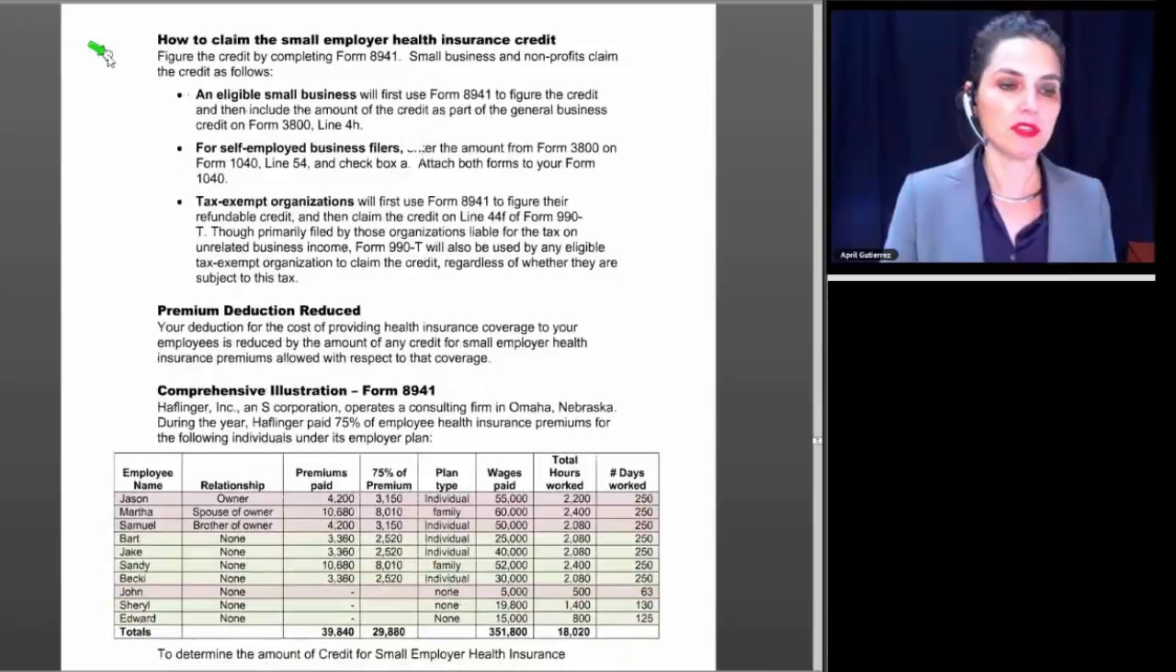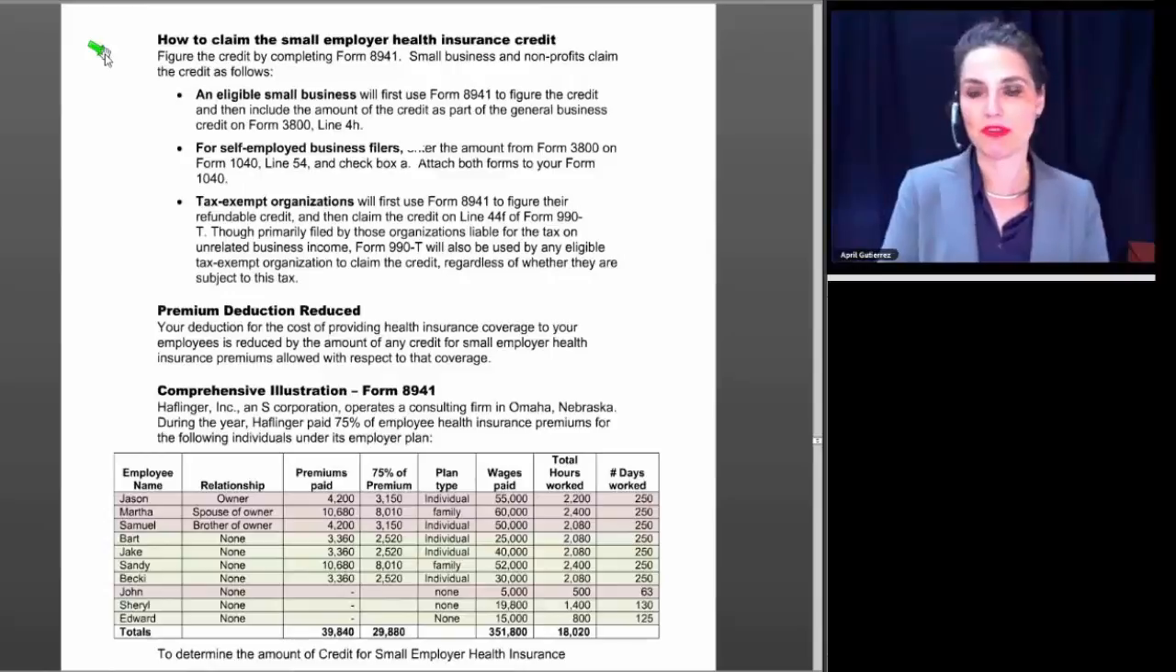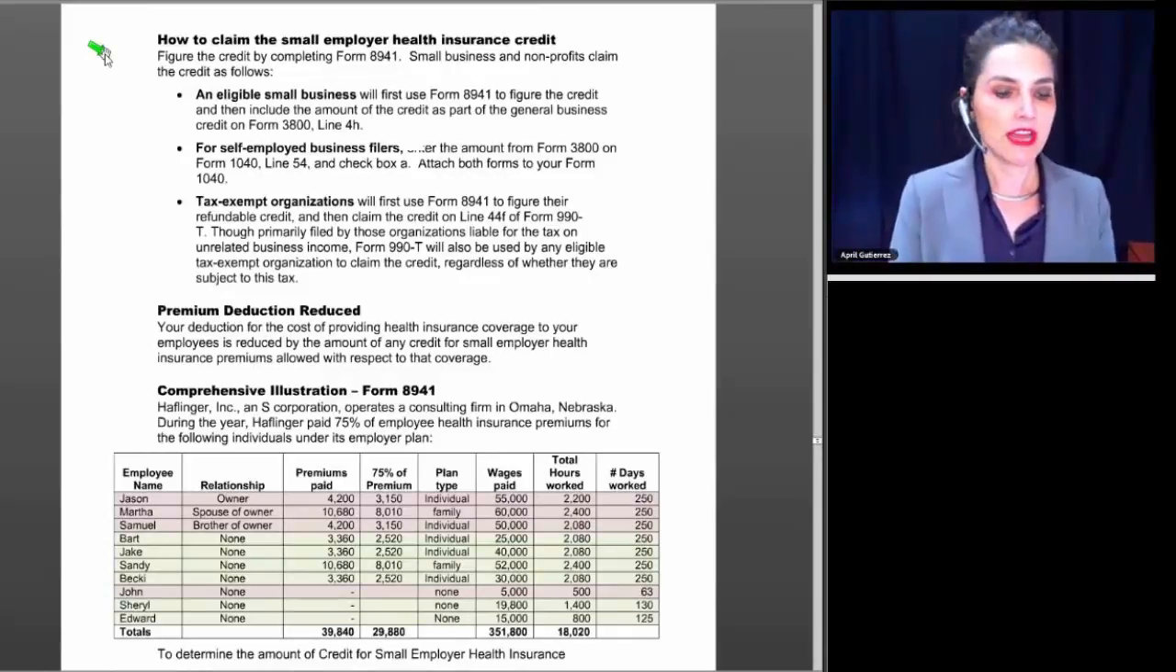So how do you claim the small employer health insurance credit? You've gone through all of the SHOP work. You've signed up for SHOP. You've been giving health insurance coverage to your employees, paying for that coverage. Now it's time to reap some tax benefits on your tax return. You're going to figure the credit for the small employer health insurance premiums paid using Form 8941.